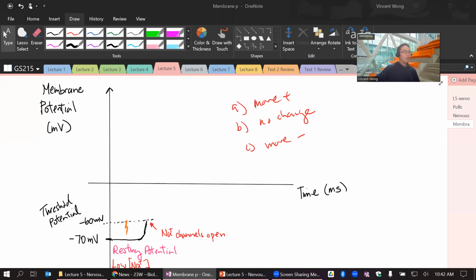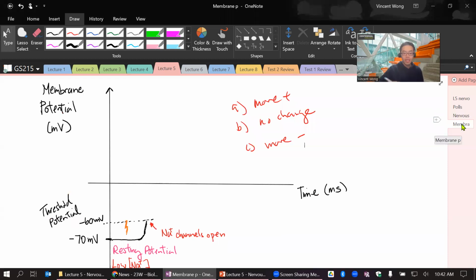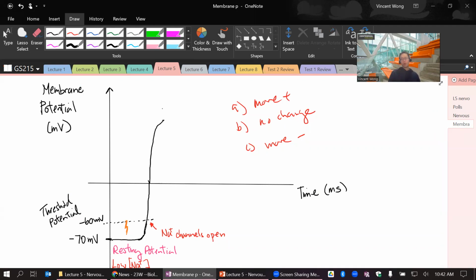Beautiful. We have overwhelming people saying it's going to become positive. Of course, it's going to become positive because all the sodium is coming in and sodium carries a positive charge, right? So with the sodium influx, as we call it, the graph is going to go up. It's going to be more and more positive. In fact, it's going to go past 0, and then keep on going up and up. Sodium will keep on coming in until we close those doors.